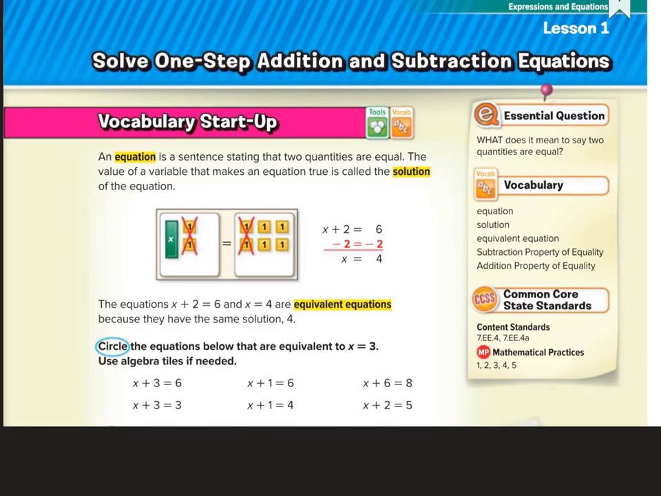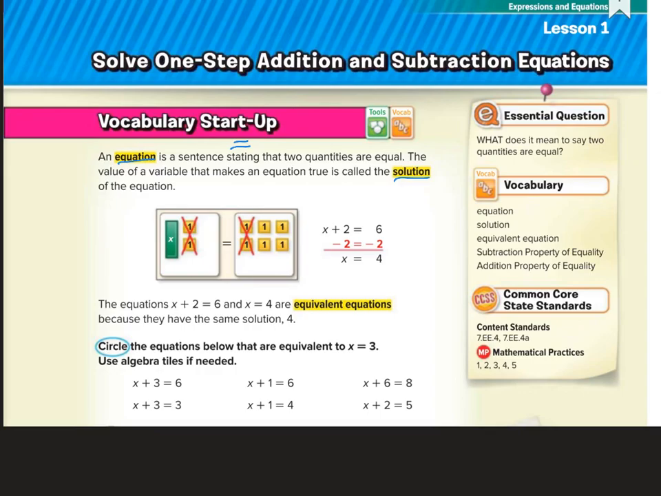Let's start with our vocabulary startup. An equation is a sentence stating that two quantities are equal. So an equation must have an equal sign. We've mostly been looking at expressions, which do not have an equal sign. The value of a variable that makes an equation true is called a solution. So a solution is the answer to the equation.